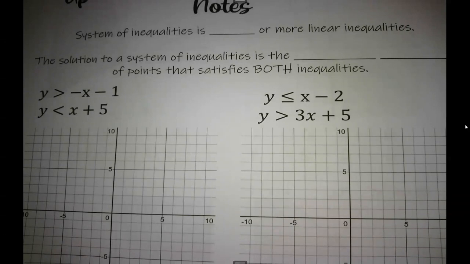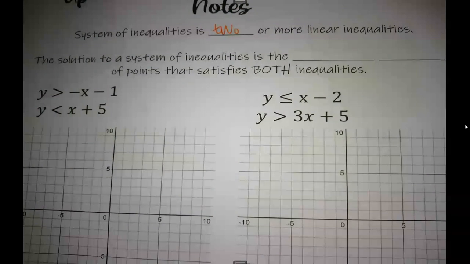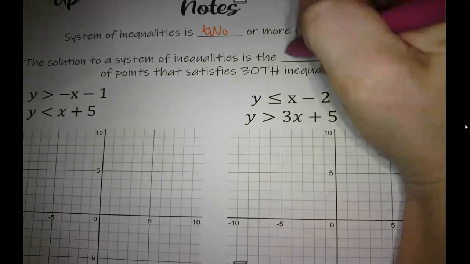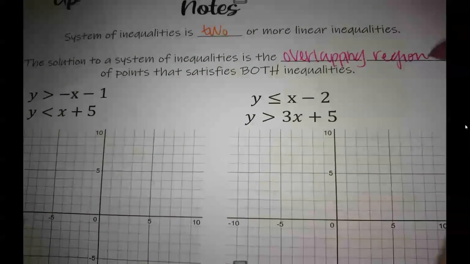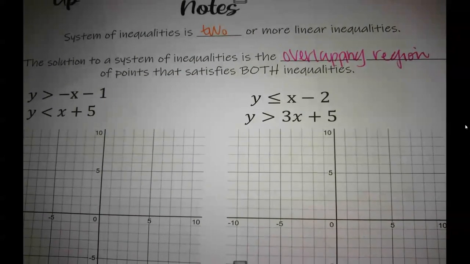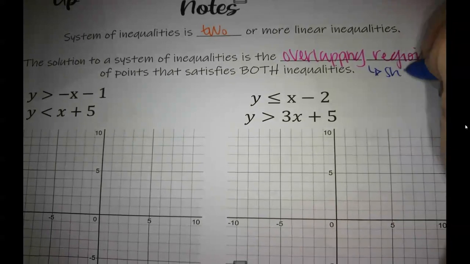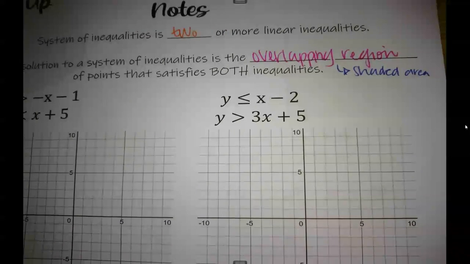Systems of inequalities, just like our systems of equations. A system of inequalities is just two or more linear inequalities, what we've been looking at. And the solution to a system of inequalities is the overlapping region of the points that satisfy both inequalities, which means the shaded areas. So where both our equations are shaded.